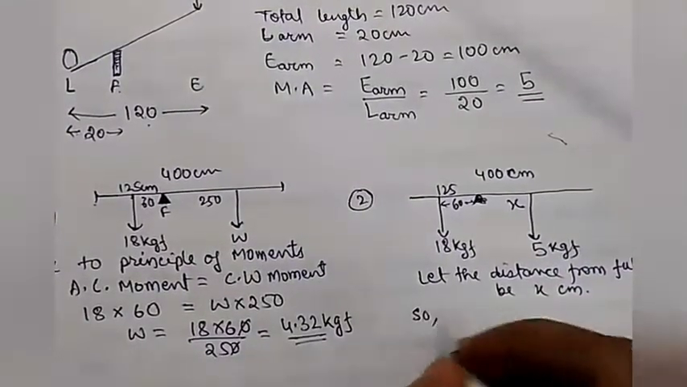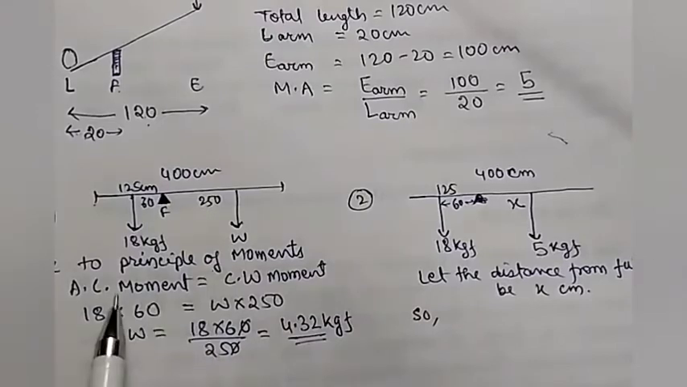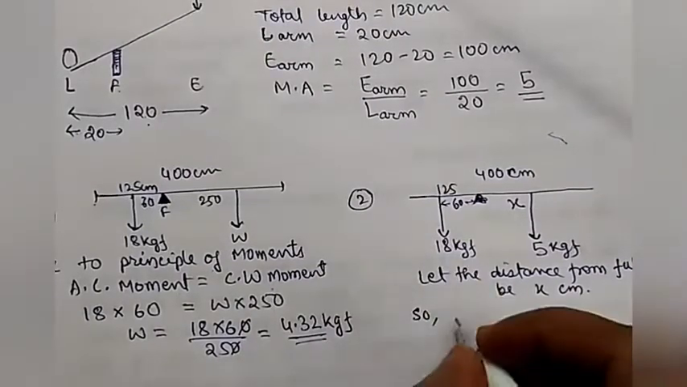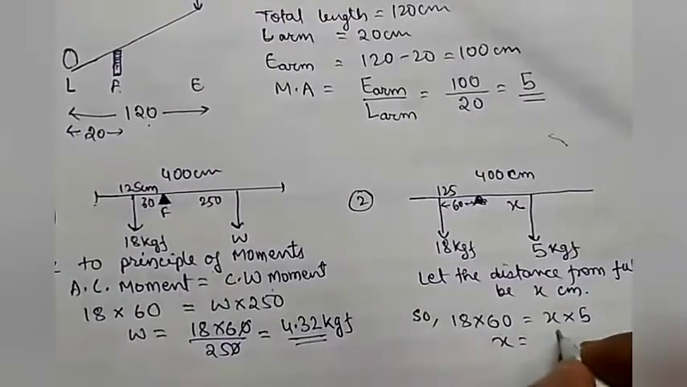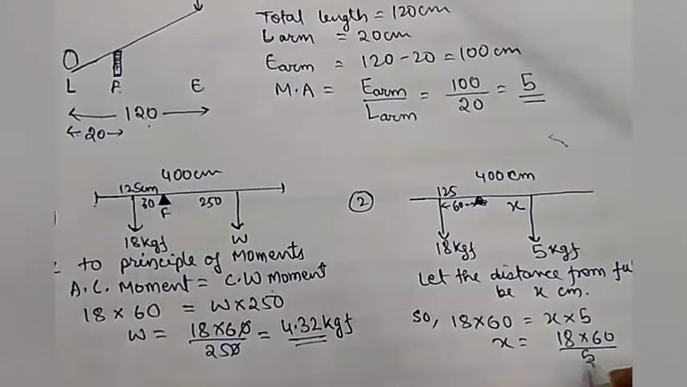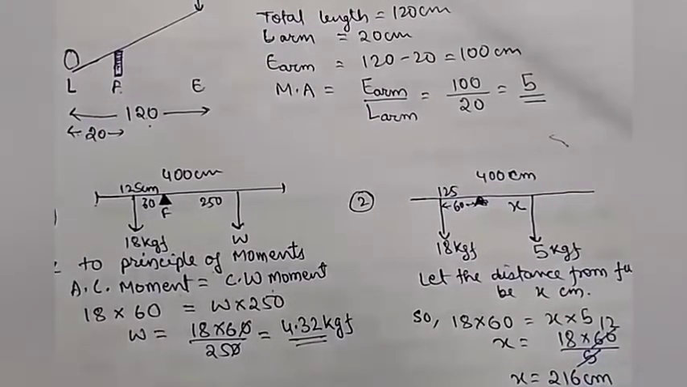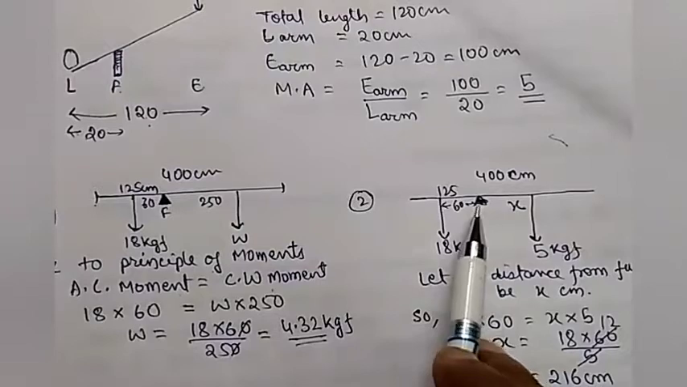So again according to the principle of moments, anti-clockwise moment is equal to clockwise moment. So here 18 into 60 is equal to x into 5. So x is equal to 18 into 60 by 5. So x is equal to 216 centimeter. 216 centimeter from the fulcrum.